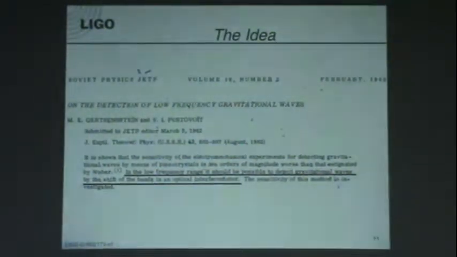Up until this time, the preferred method was using resonant bar detectors, which were narrow band detectors. This was an important paper, and it got people around the world, particularly in Scotland, Ron Drever, and in the United States, Ray Weiss, thinking about how you would make an interferometer that could detect a gravitational wave. And in both cases, eventually that became LIGO.